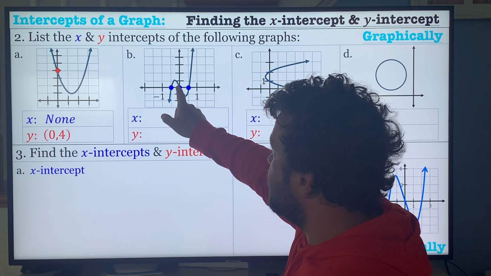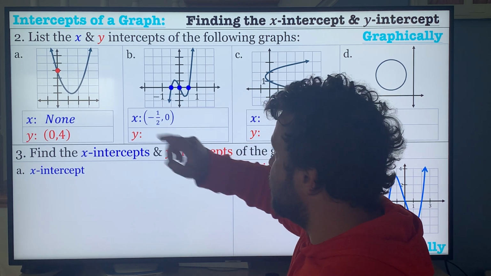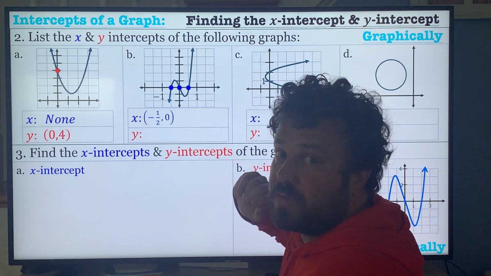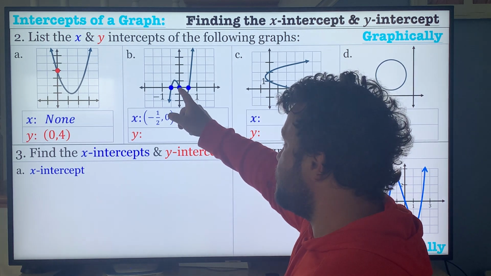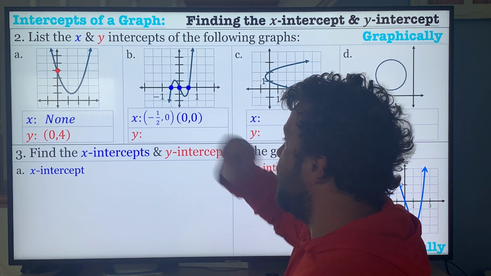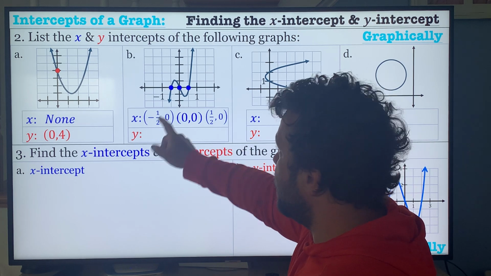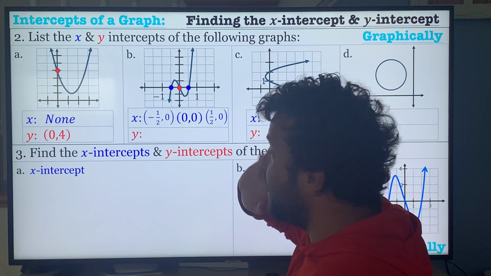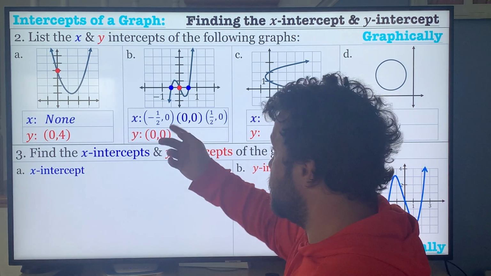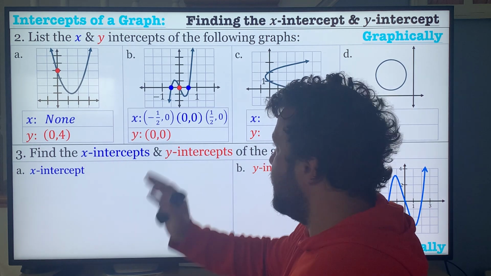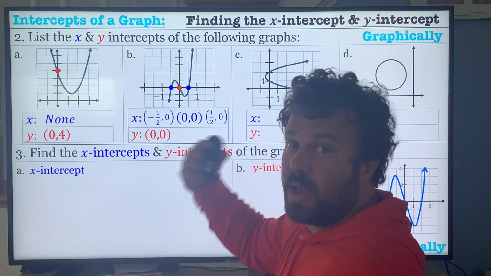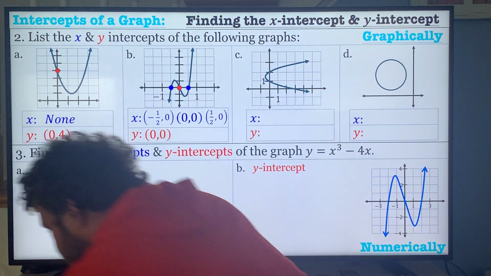All right, between 0 and -1/2, 1/2 is -1/2, 0. The y values for x-intercepts is always 0. 0, 0, your origin, and 1/2, 0. Your y-intercept, it only crosses here once. It happens to be the same as the x-intercept, which is the origin, which is 0, 0. Anytime you have an x-intercept at the origin, obviously the y is going to be there as well.